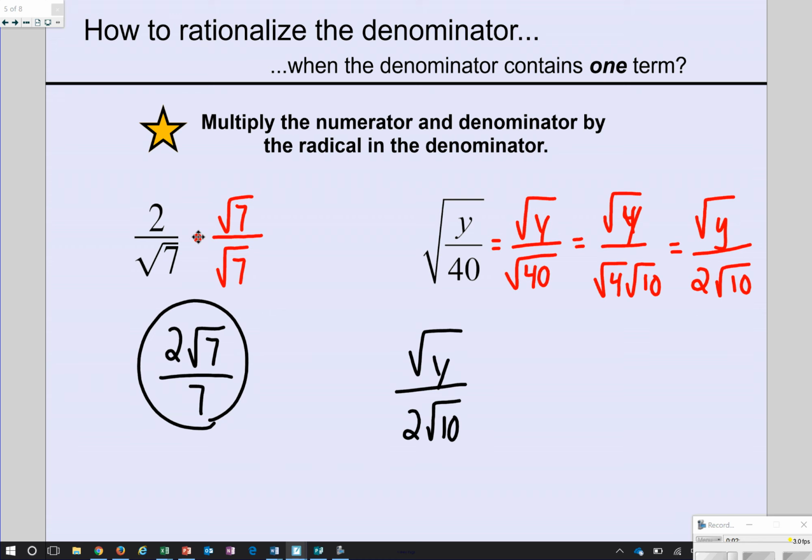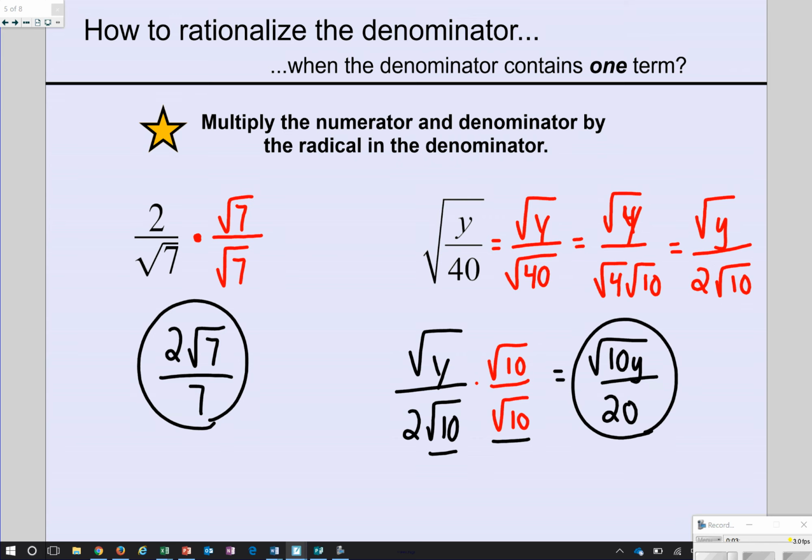So to simplify this expression, we rationalize the denominator by multiplying it by the square root of 10 over the square root of 10. When we do that, we end up with the square root of 10y over 2 times the square root of 10 times the square root of 10. The square root of 10 times the square root of 10 is 10, so 2 times 10 would give us 20. And now our denominator is rationalized.